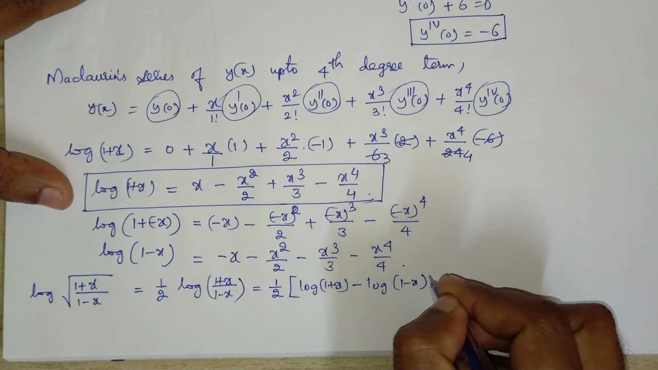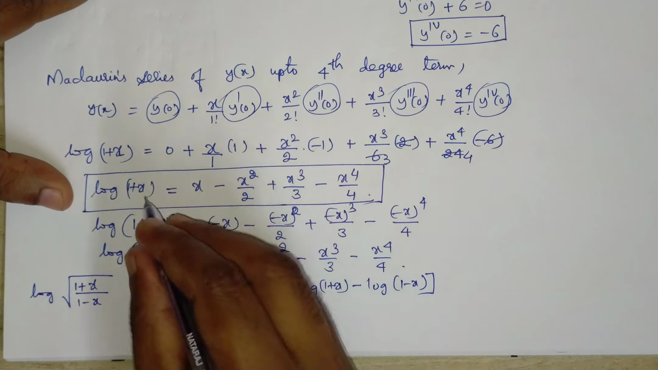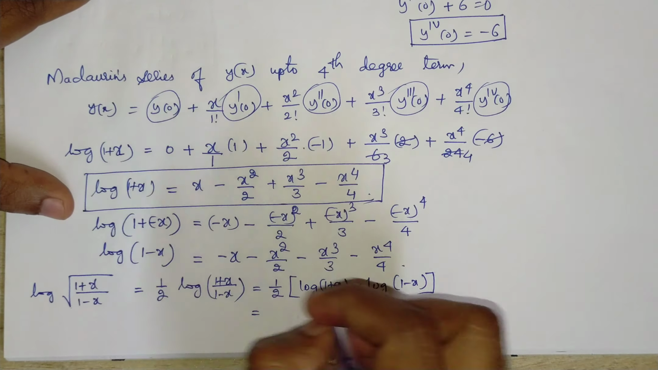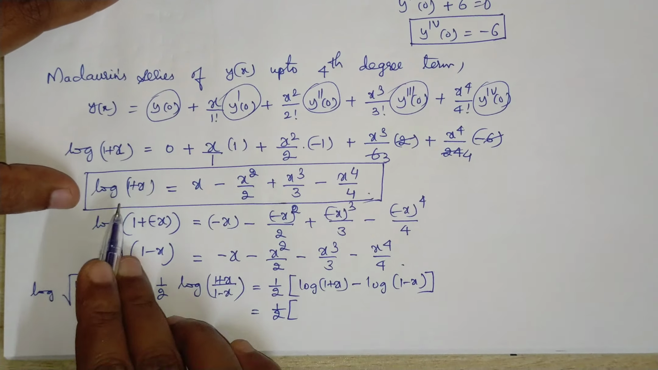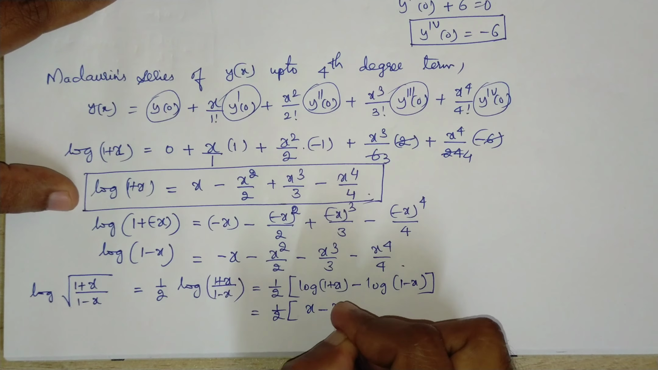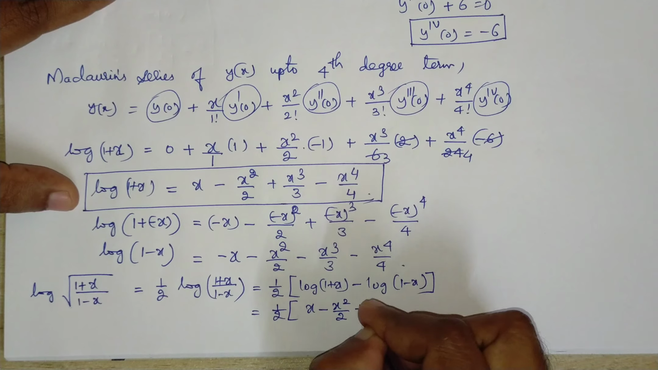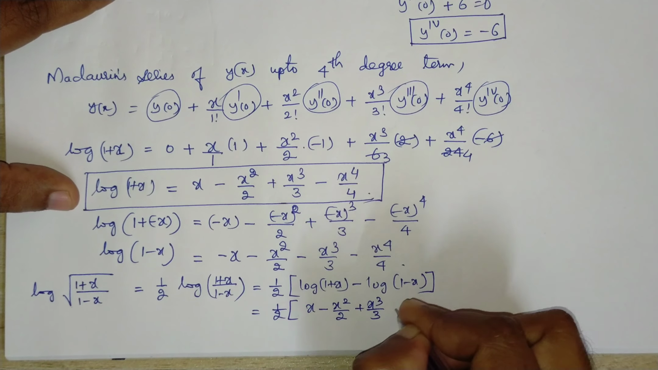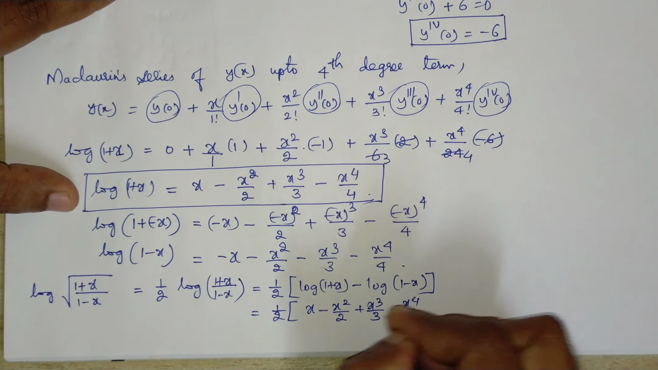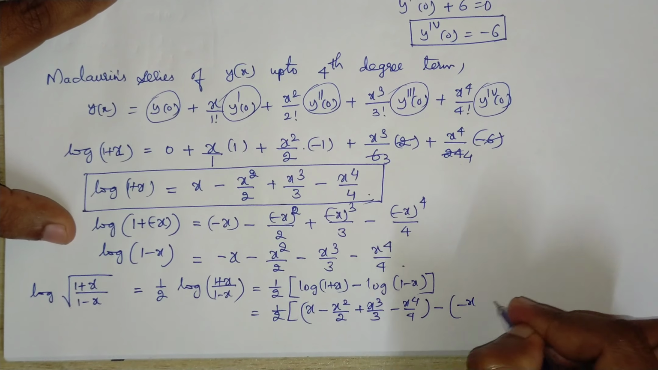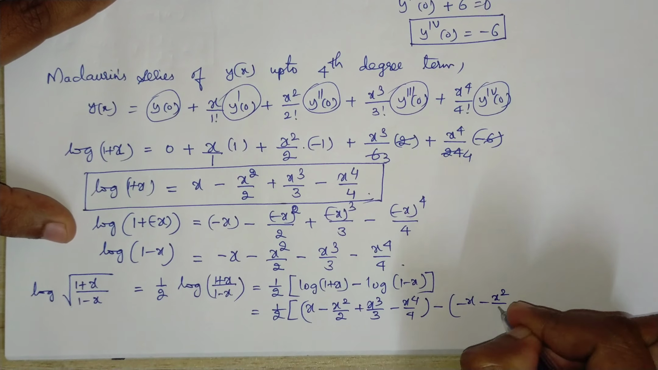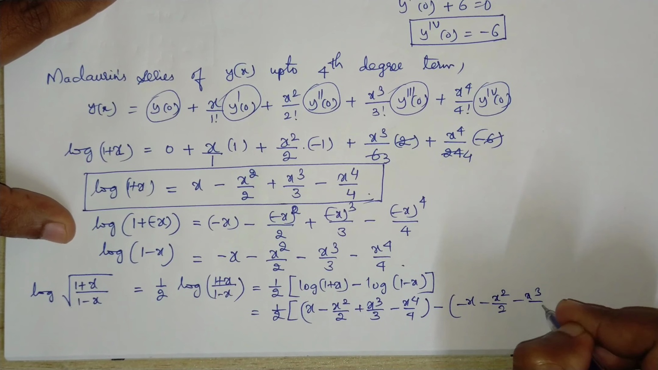Now let us substitute these values. So we know these values, let us substitute them here. It's 1 by 2 times log of 1 plus x. What is that? It is x minus x square by 2 plus x cube by 3 minus x power 4 by 4 minus log of 1 minus x. It is minus x minus x square by 2 minus x cube by 3 minus x power 4 by 4.